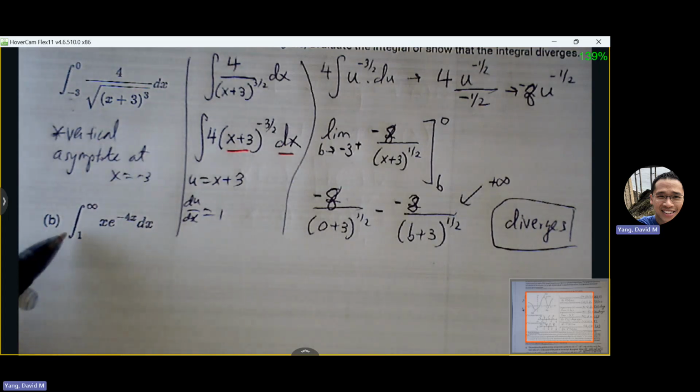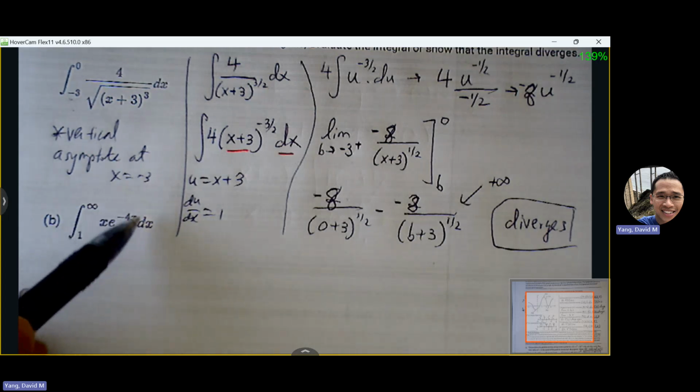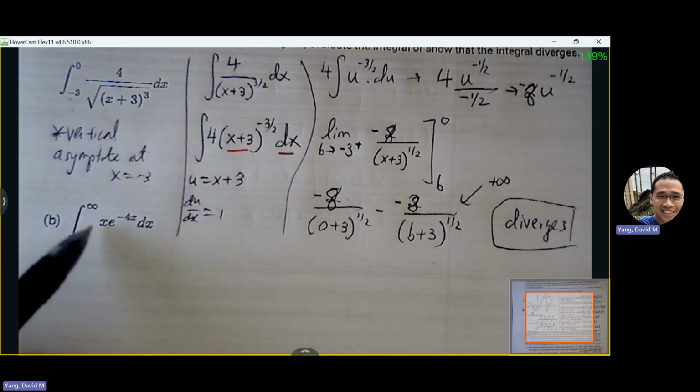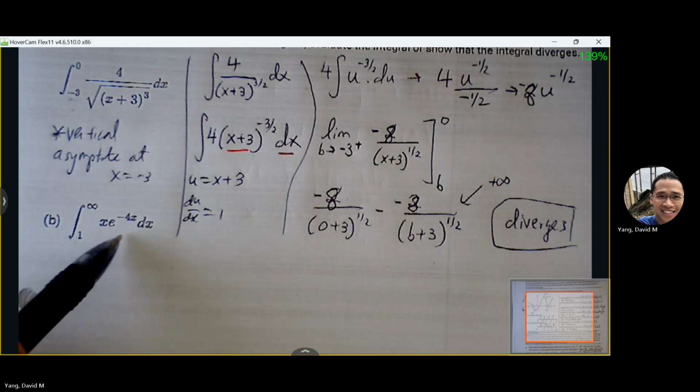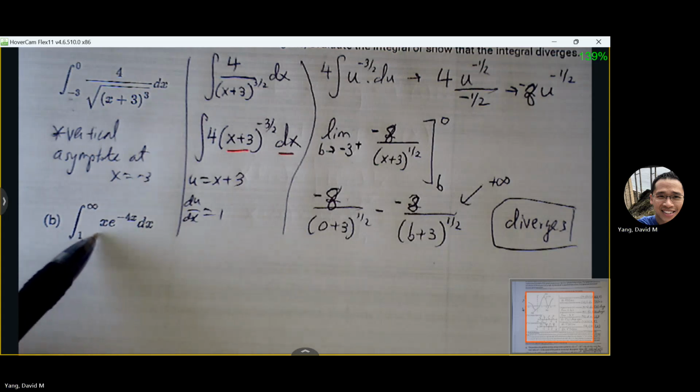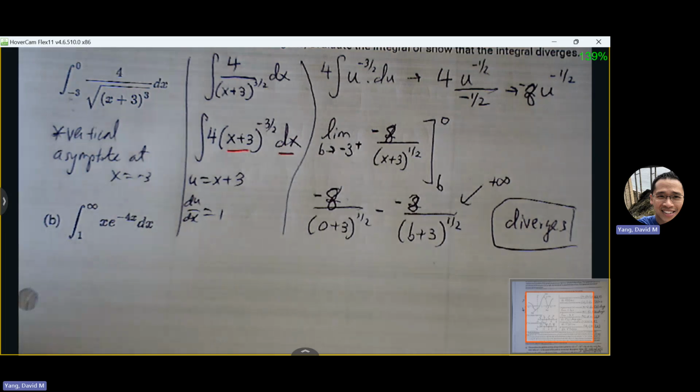Part B, we can obviously tell that this is also improper integrals. But look at this xe to the -4x. Anyone know how we can approach what method is involved to find the integral here? Right. Integration by parts. Right. Now this one doesn't have natural log.